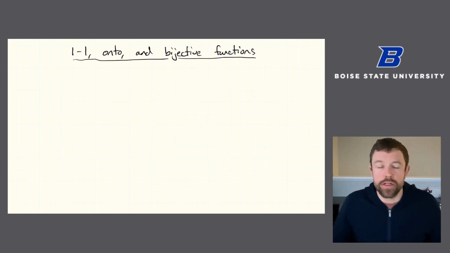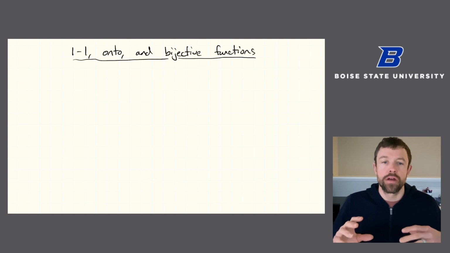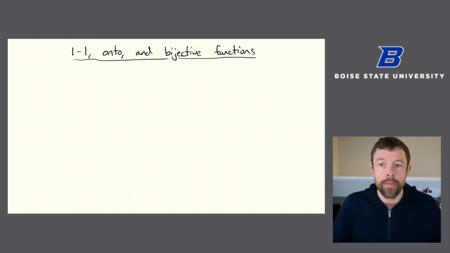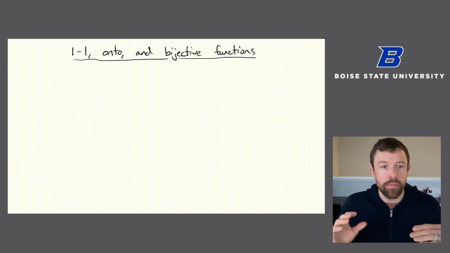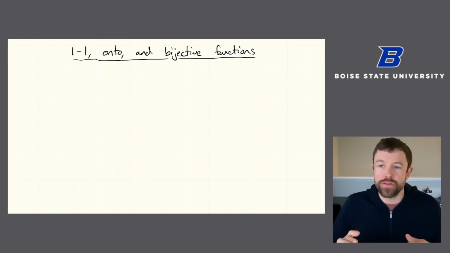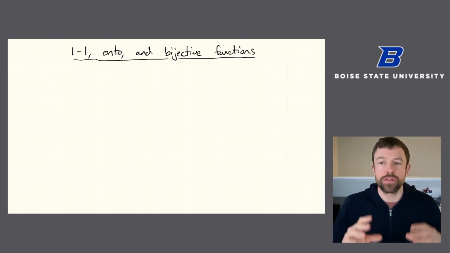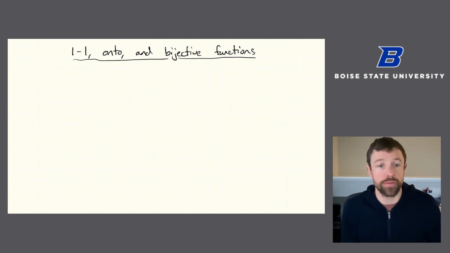In this video, I want to talk about one-to-one, onto, and bijective functions. And in particular, I want to talk about how these notions apply to linear transformations. I'm going to start this video with a review of what it means for functions to be one-to-one, onto, and bijective when we're talking about real valued functions. That is, functions whose inputs are real numbers and whose outputs are real numbers.